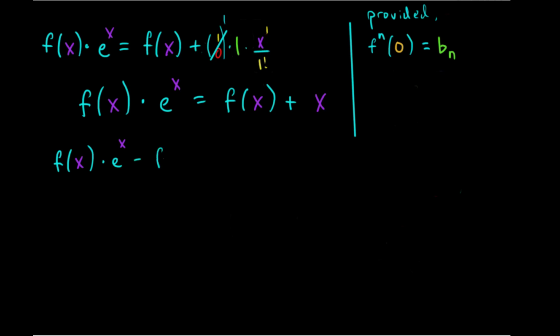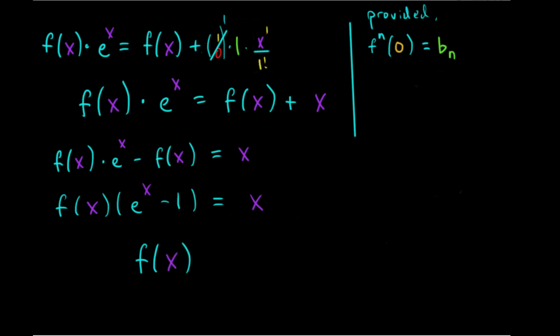So I'll do that. I'm going to subtract f of x from both sides here. So I'll have f of x times e to the x minus f of x equals x. Then I'm going to factor out f of x from the left-hand side of the equation. So we'll have f of x times, open parenthesis, e to the x minus 1, equals x. And now I'll divide both sides of the equation by e to the x minus 1 to find that f of x must equal x over e to the x minus 1. So that's a very important result for us, and I'm going to put a box around it.